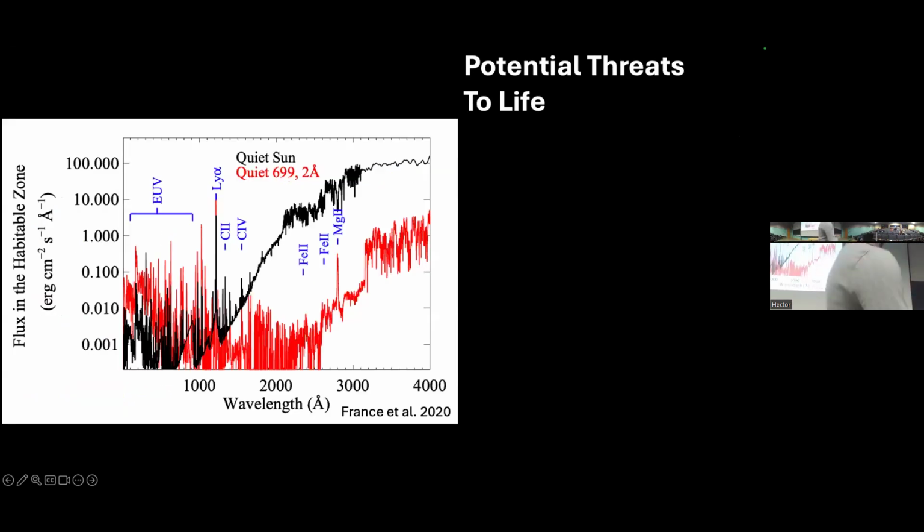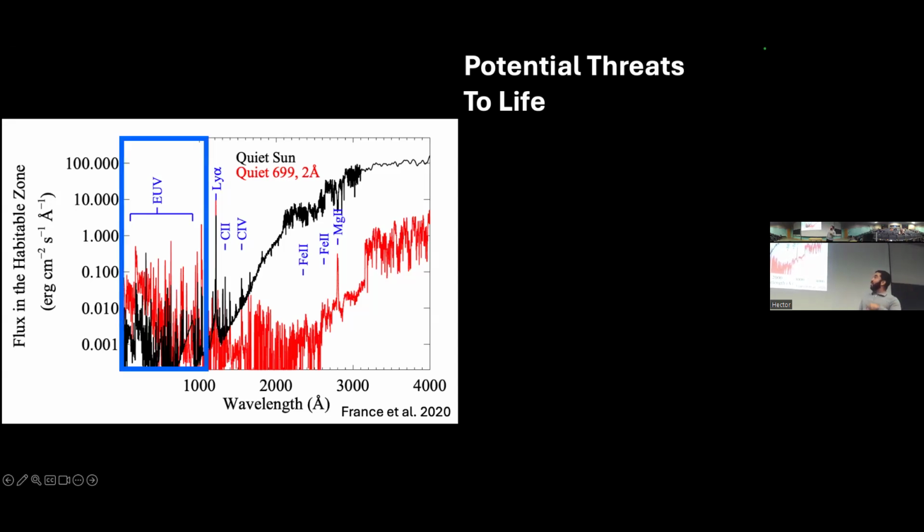Now, the thing is that M stars can also pose a threat for life. Here I'm showing a work done by France in 2020, where the red color shows a quiet GJ 699, an M star. Quiet means that the solar activity is way lower, at its minimum. We compare it to the quiet sun, which is also at its lower solar activity.